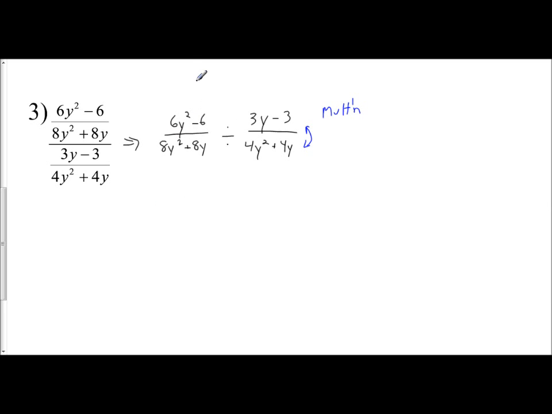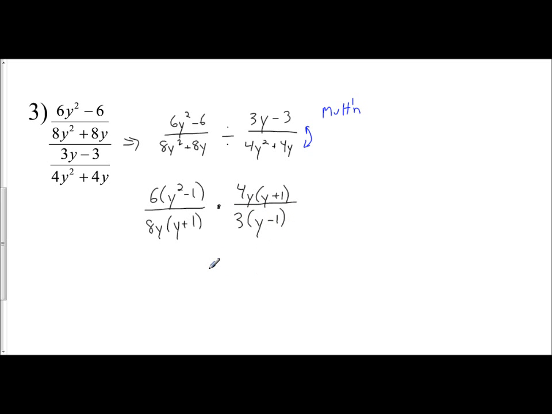First thing I see here is I have a GCF of 6. So I'm going to take that out, and I get 6 times y squared minus 1. On the bottom, I have a GCF of 8y. Factor that out, I get 8y times y plus 1. And at the same time as flipping this fraction, I'm going to factor. So this 4y squared plus 4y goes to the top. It has a GCF of 4y. I'm left with y plus 1. The 3y minus 3 goes to the bottom. Factor out a GCF of 3. You have 3 times y minus 1.